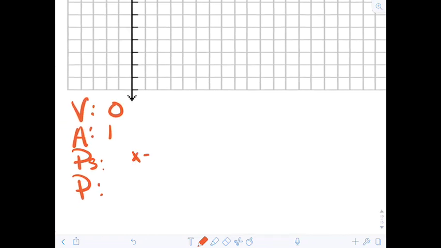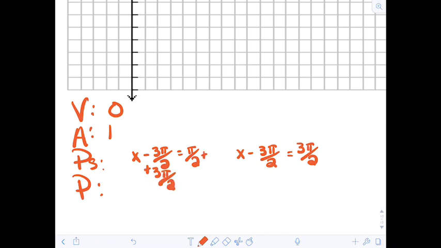It's x minus 3 pi over 2. And I'm going to first set that equal to pi over 2. And then x minus 3 pi over 2, and set that equal to my second asymptote for tangent, 3 pi over 2. Okay, so when I add 3 pi over 2 to both sides, I get x to be 4 pi over 2, or 2 pi.